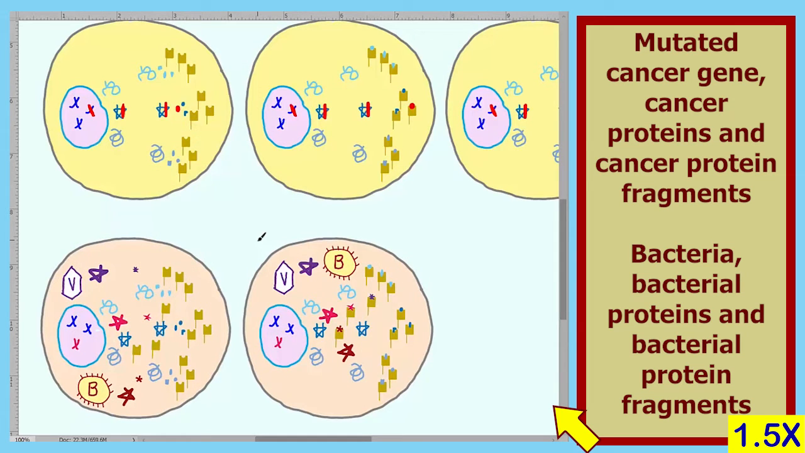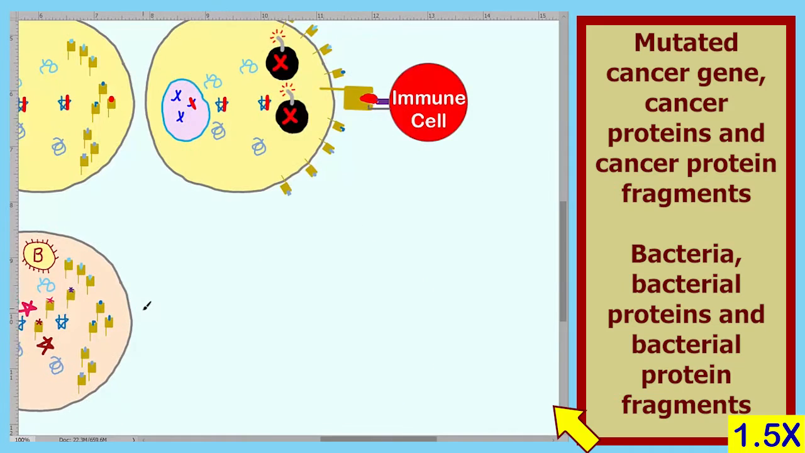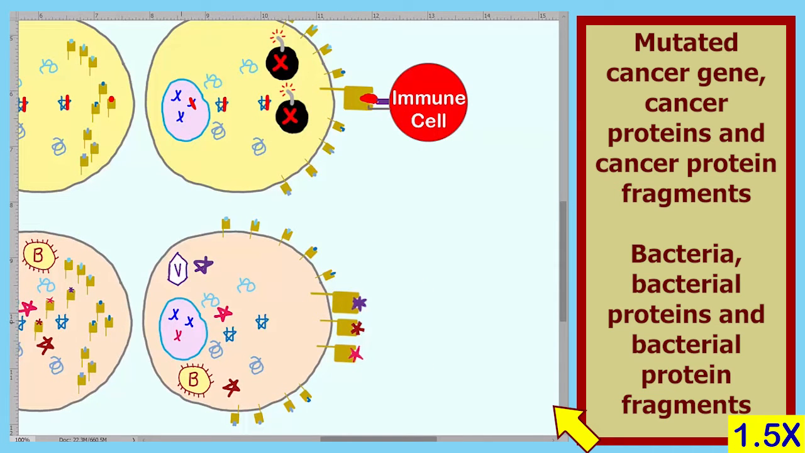Here, in addition to the normal protein fragments, we see that the abnormal protein fragments have also been added to the presentation molecule. Let's now represent these molecules on the surface of the cell. Let's also represent our immune cell. Here we have our special immune cell.